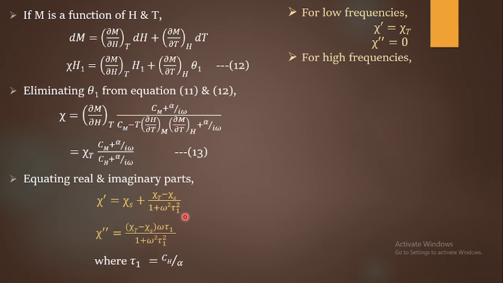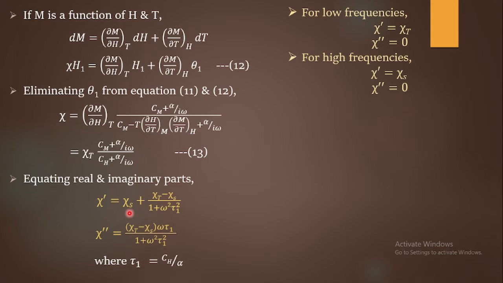And if the frequencies are higher, in that case chi prime will be equal to chi s, that is the adiabatic value, because higher frequency means omega is greater, omega square is still greater. So 1 by a greater number is almost a very small number, so that chi prime will be equal to chi s, and again chi double prime is going to remain equal to 0.